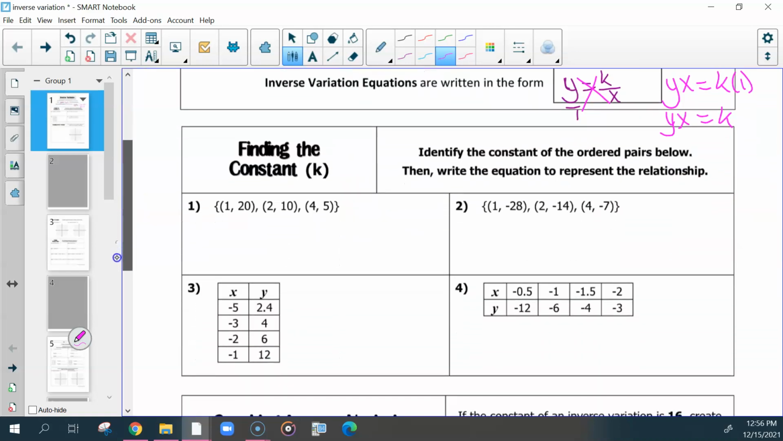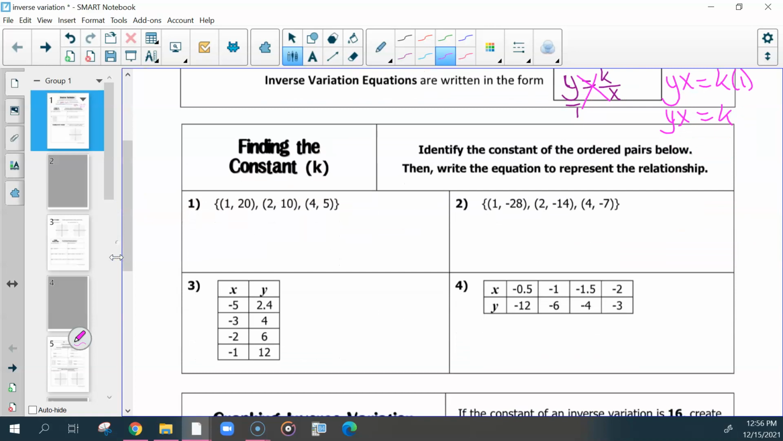So now we're going to go through some examples, just like we did for direct variation, where we find this constant. To find the constant, we need to multiply y and x. 1 times 20 gives us 20. Make sure that is the constant for all of them, because if it's not, then these aren't an inverse variation. 2 times 10 is 20, 4 times 5 is also 20, so that works.